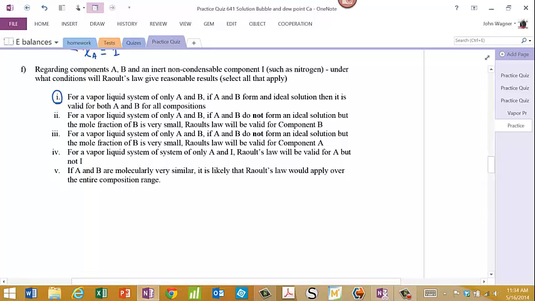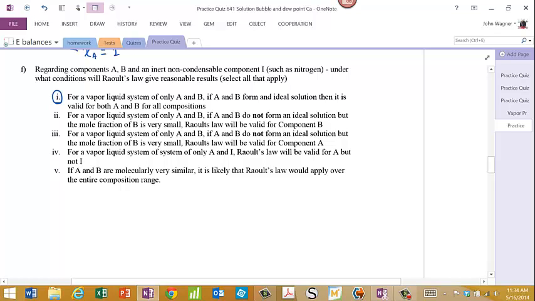For a vapor-liquid system of only A and B, if A and B do not form an ideal solution, but the mole fraction of B is very small, close to 0, Raoult's law will be valid for component B. Well, that is not true because B is feeling mostly the effects of A, and since it's a non-ideal solution, we may be able to use Henry's law for component B, but we would not use Raoult's law.